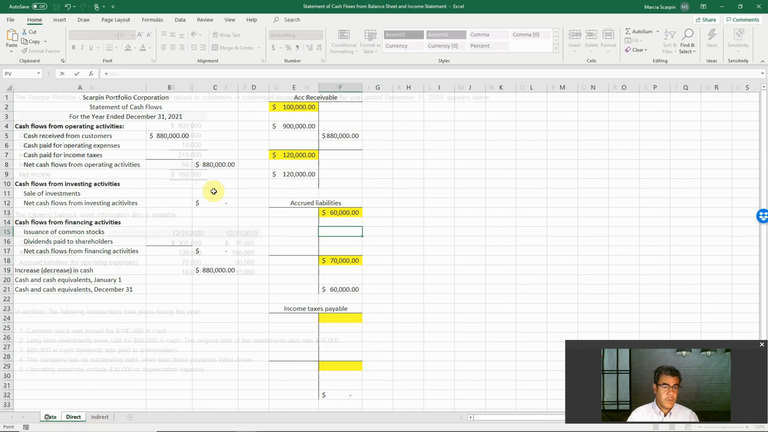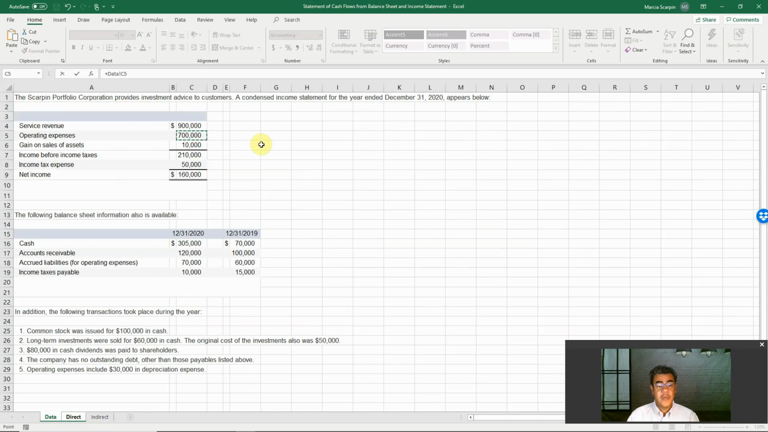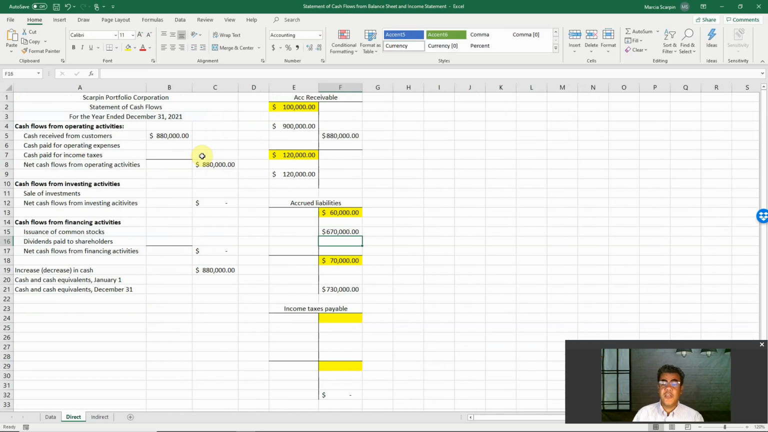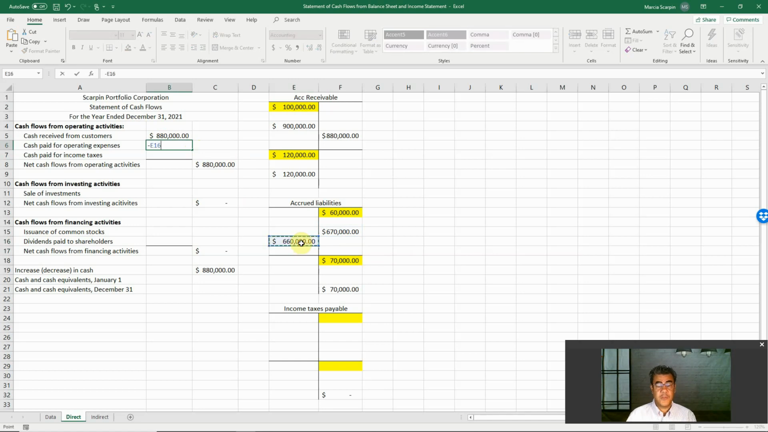So 700. However, $30,000 of this is depreciation expense, so a non-cash expense. So our number will be 700 less $30,000. It will be 670. It is not balanced. It is 730. We need to balance, so we need to debit it. And we debit a liability when we pay it. So equal to the sum of our credits less the ending balance, 670 plus 60 less 70. So this is negative because it is paid. In the statement of cash flows, we work with positive and negative numbers.